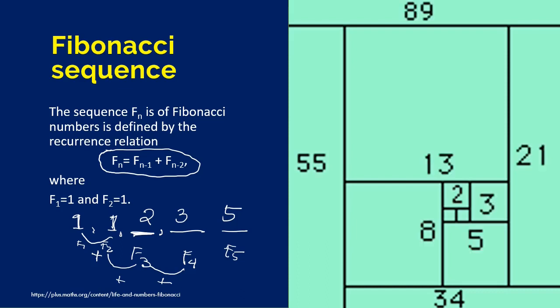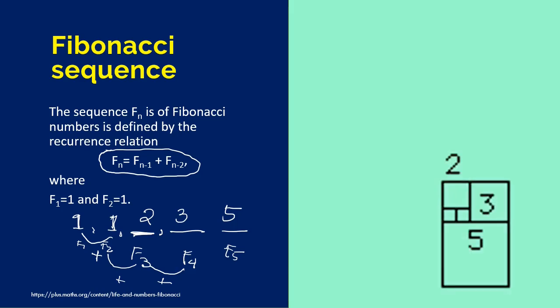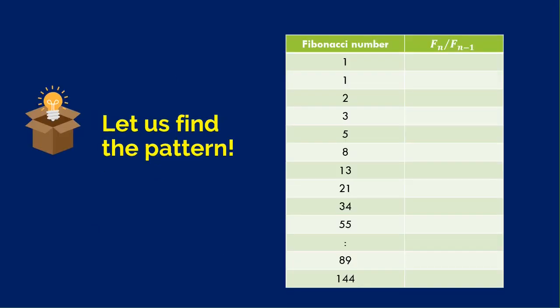So what will happen if you have the puzzle, right? If you just continue that process. Now let us find the pattern here. What I have here are our Fibonacci numbers. What we want to do is divide a certain term by the term before it.